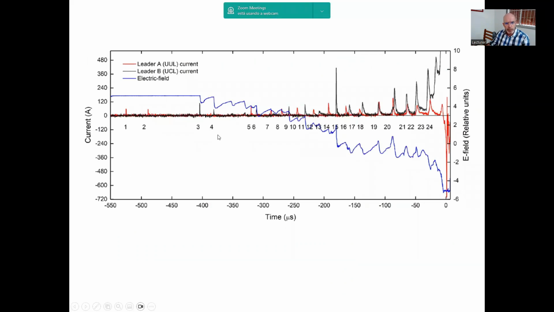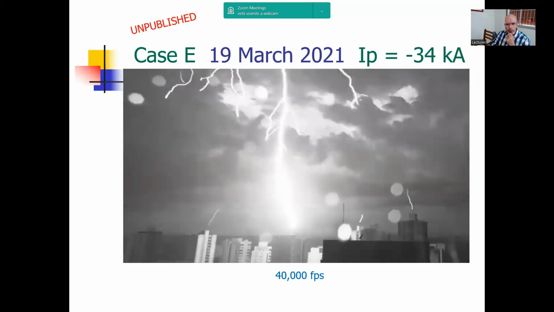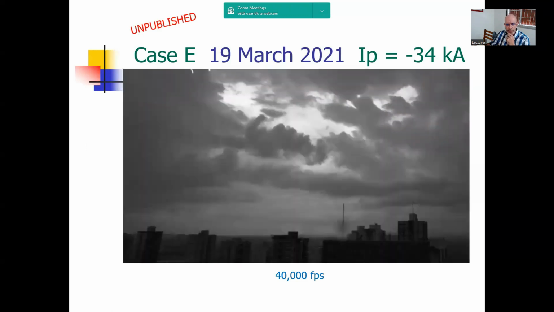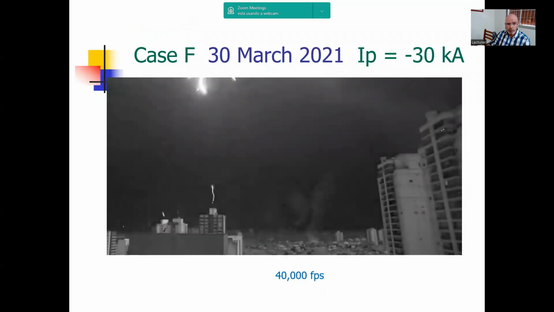Okay, so this is basically what this paper describes, how the E field varies when you have upward leaders trying to connect to the downward leader. Then we have case E, which is a very close image of a downward negative lightning inducing many upward leaders. And case F, which is even closer.